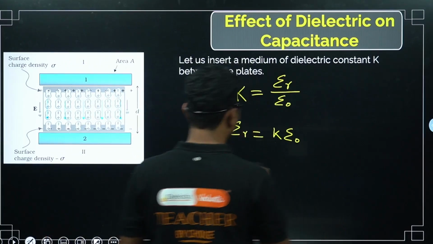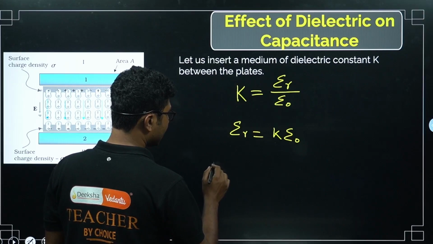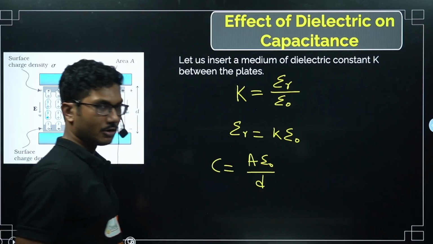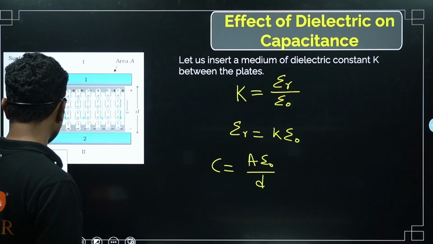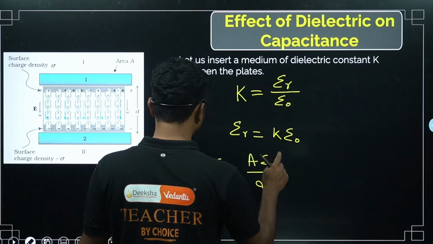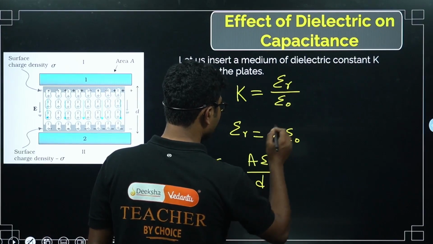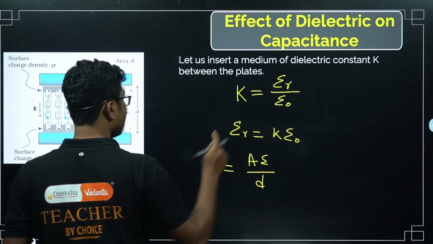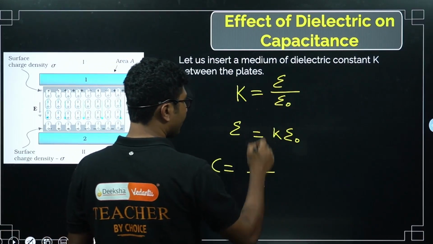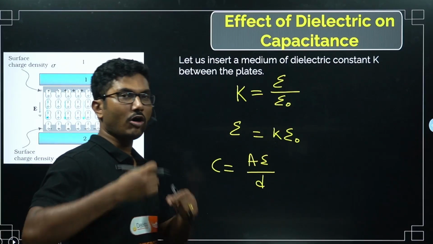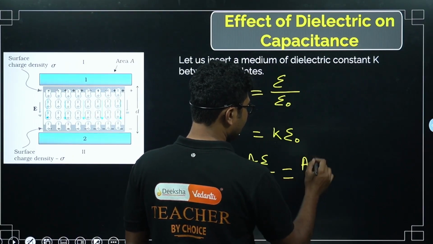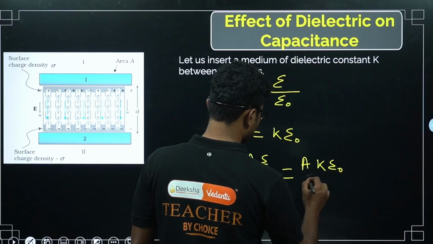Now we know that the formula for capacitance was A epsilon naught by d for free space, or for vacuum or for air. Now if I insert a dielectric medium of dielectric constant K, the first thing that will happen is that we have to replace this epsilon naught. Epsilon naught is no longer there, so we have to use, my mistake here, it is epsilon, not epsilon r. Epsilon r is the same as K. So we have to use simple epsilon, that is the permittivity of the dielectric medium. And again we know that epsilon is basically K times epsilon naught.